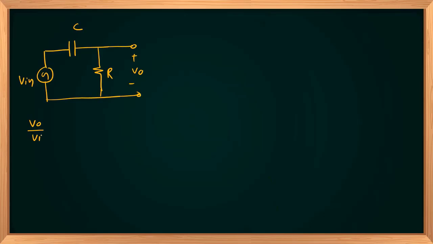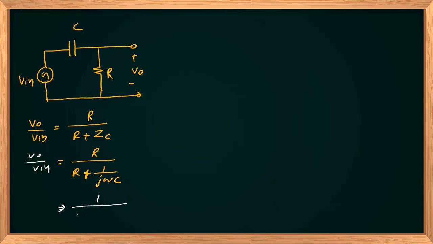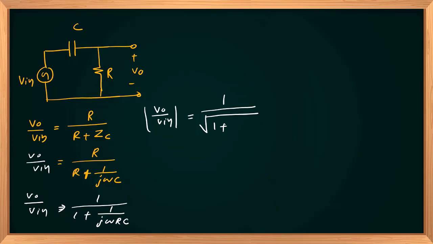If we are going with the other circuit, a capacitor followed by a resistor, the ratio of voltage gain V out upon V in is given by R upon R plus ZC. That's equal to R upon R plus 1 by j omega C. Dividing numerator and denominator by R, that's equal to 1 over 1 plus 1 over j omega RC. The magnitude of voltage gain is given by 1 over the square root of 1 plus 1 by omega RC, the whole squared.